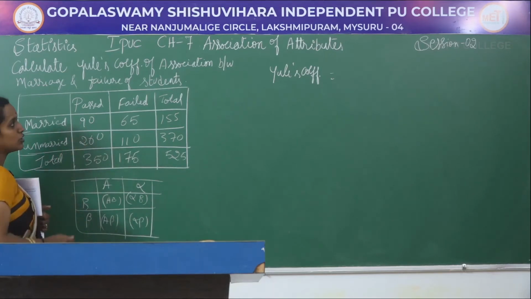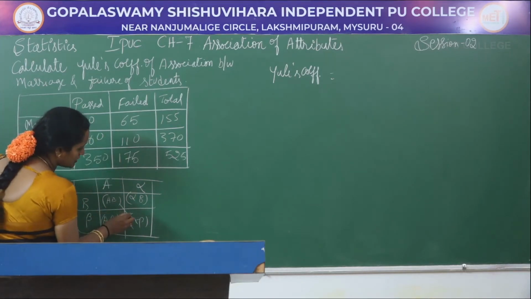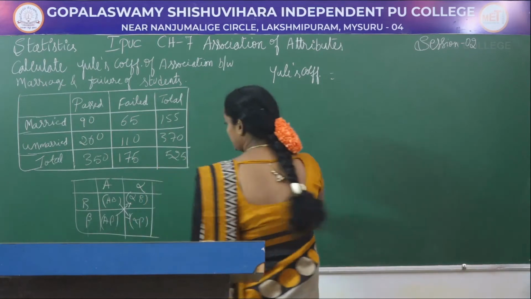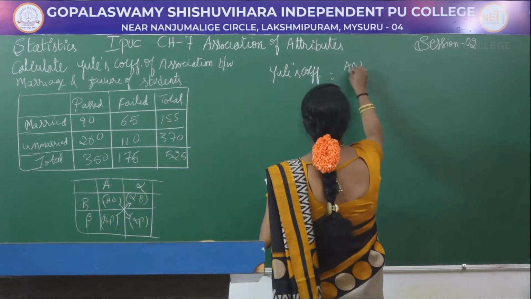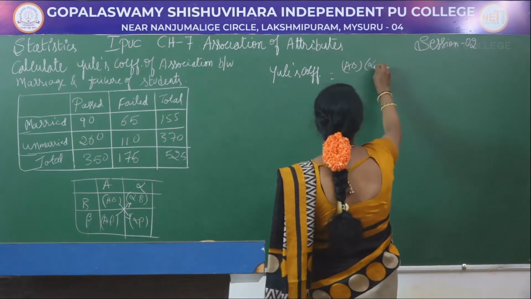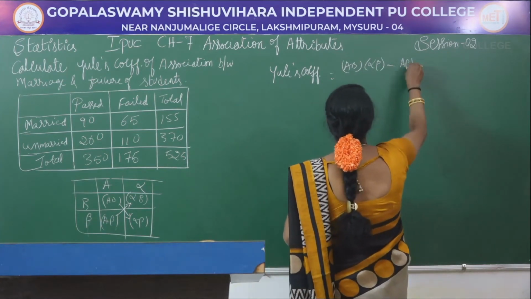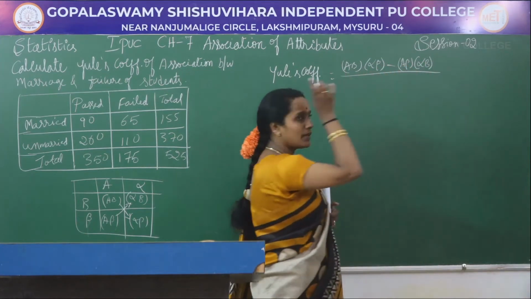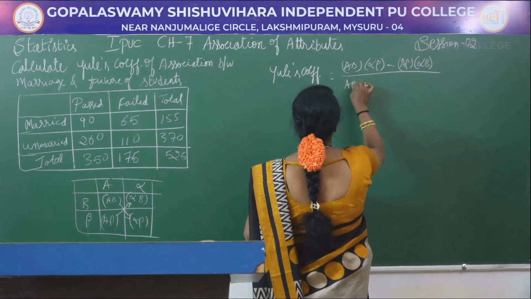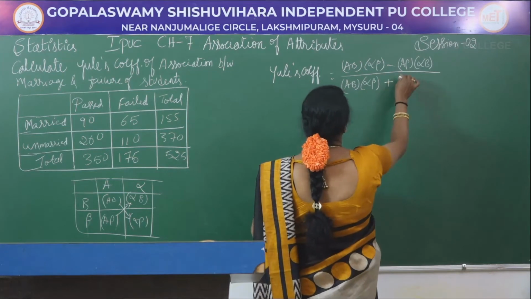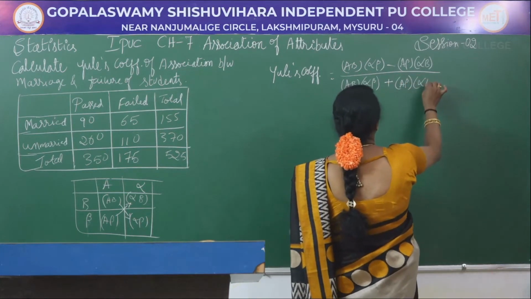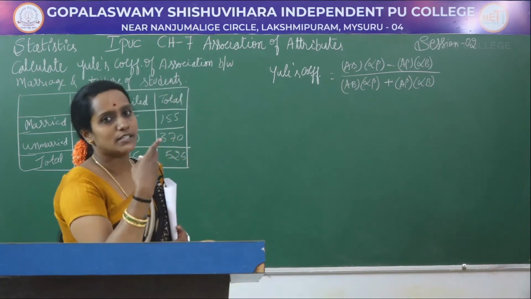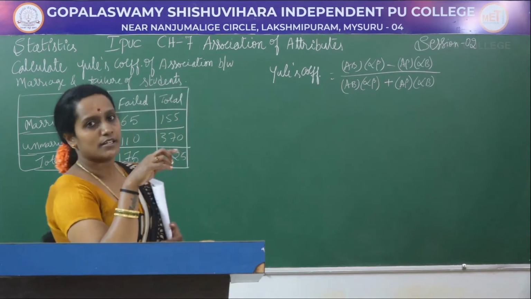Now to write the Yule's coefficient formula, we have to cross multiply these two and cross multiply these two. I will write AB into alpha beta minus A beta alpha B. Here the sign is negative in the numerator, and the same thing repeats in the denominator, where the sign is positive: alpha beta plus A beta alpha B.